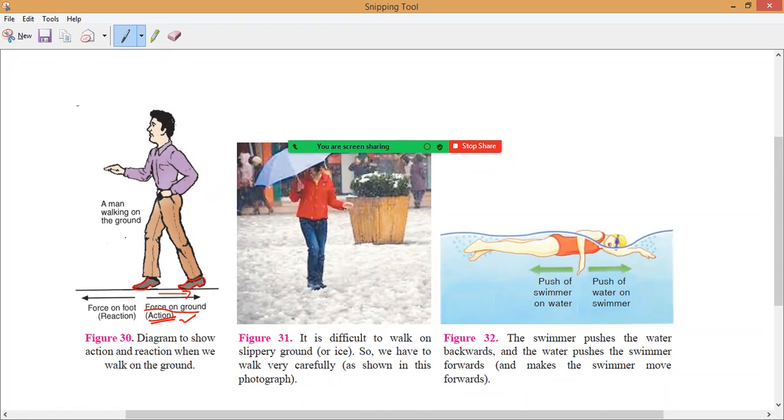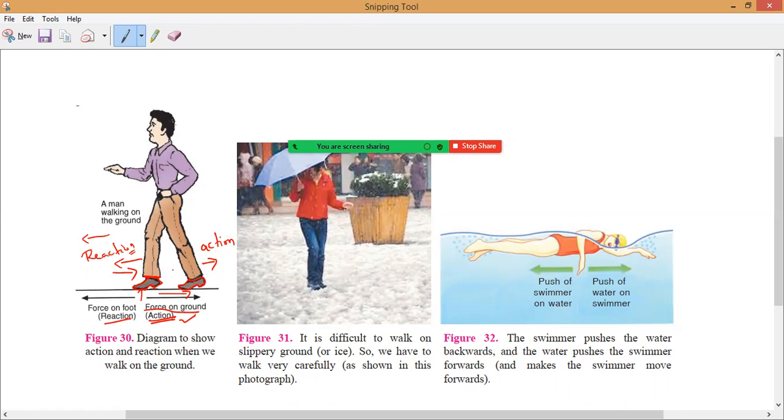When we push the ground in the backward direction, what will the ground do, Hari? Danishka, our ground will show reaction. In which direction, forward or backward? We are exerting force in the backward direction, which we call action. So the ground will exert force on us in the opposite direction, which we call reaction. Force on the foot exerted by the ground is called reaction. That is why we can walk on the ground. Is it okay, everybody?